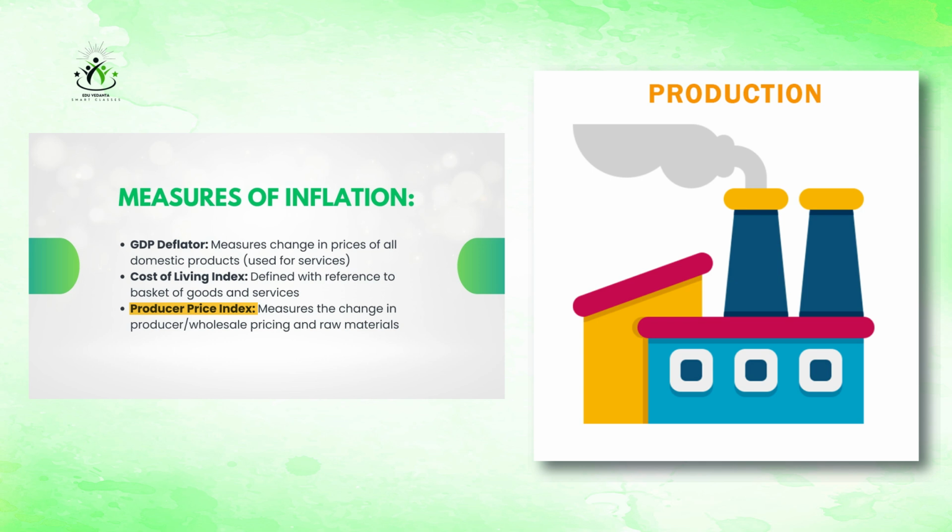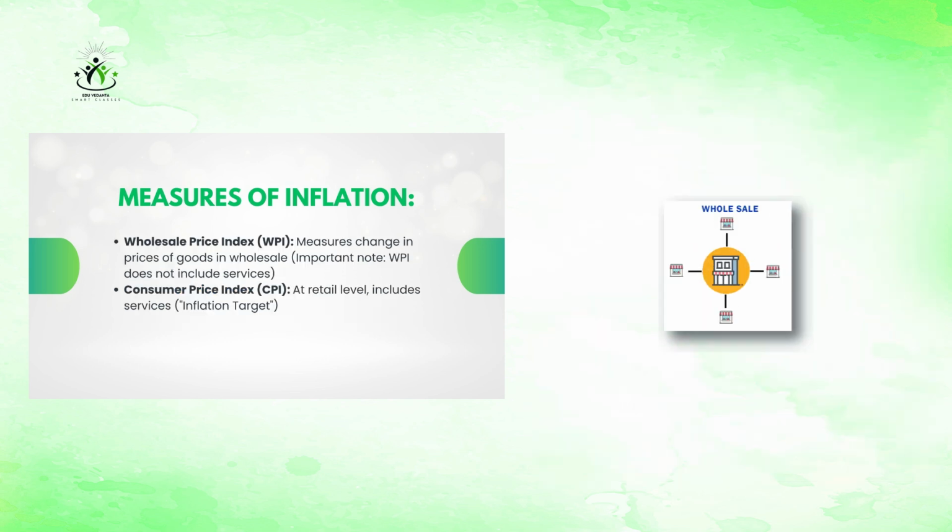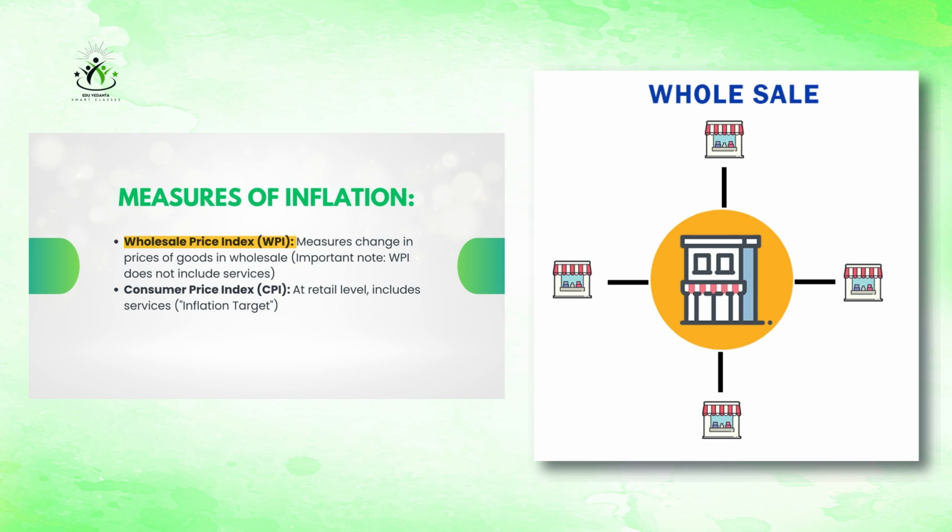The PPI looks at the price changes of raw materials and goods at the producer level. It gives an early signal of inflation trends. 4. Wholesale Price Index, WPI. WPI measures price changes in the wholesale market, but does not include services. It focuses on bulk goods like grains and metals.